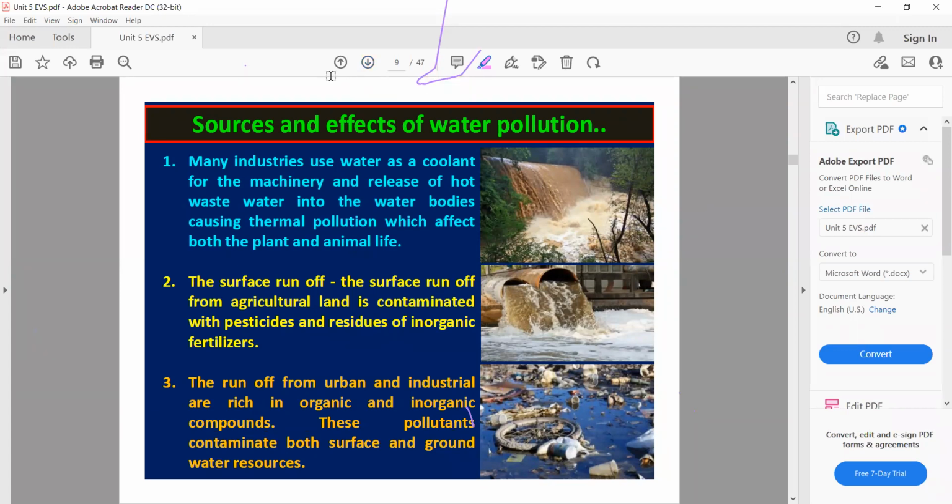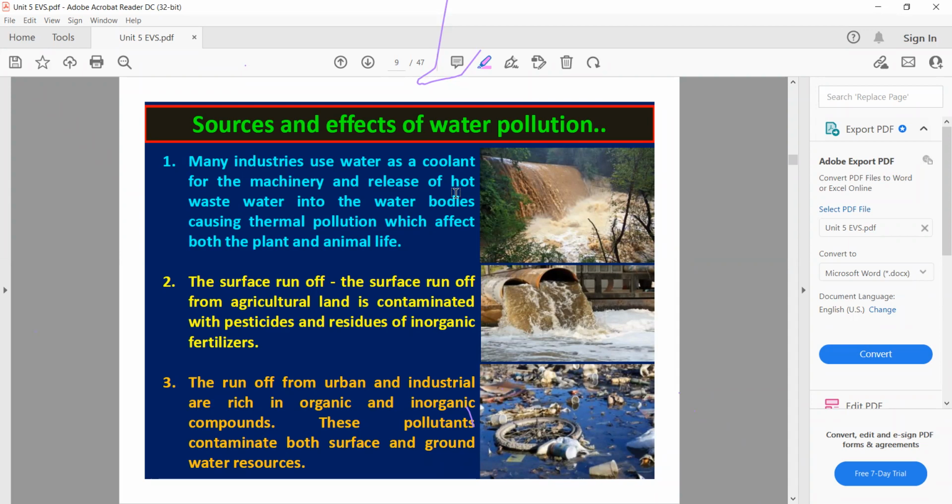Well, so sources and effects of water pollution. Many industries use water as coolant. What is a coolant? That which cools, or that which has a cooling effect. Many industries use water as a coolant for machinery, and release of hot wastewater into water bodies causes thermal pollution, which affects both plant and animal life.